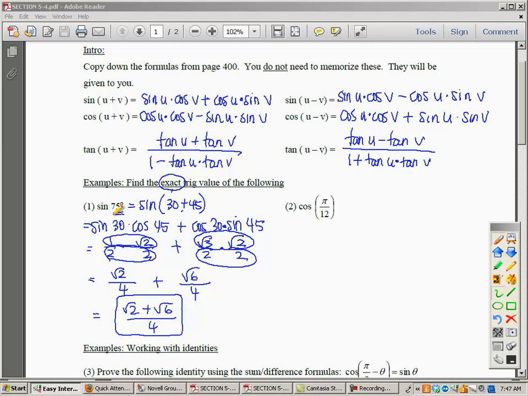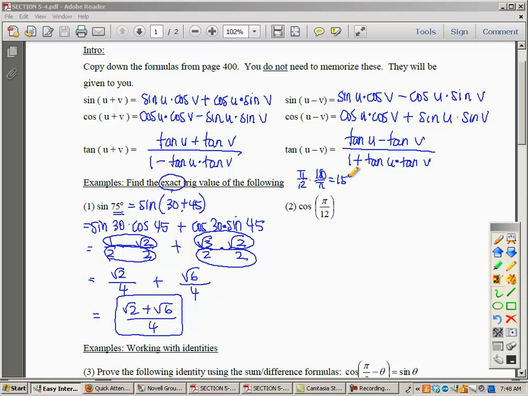Second one is cosine of pi over 12. Now, if you're not sure what pi over 12 is as a radian, you could take pi over 12 and multiply by 180 over pi, and what you'll find is this is 15 degrees.